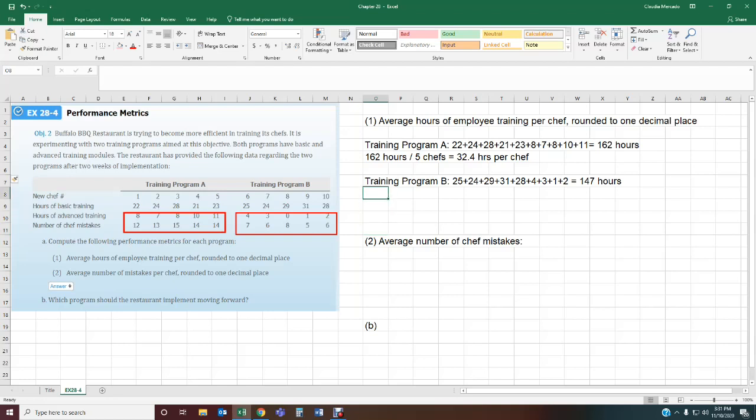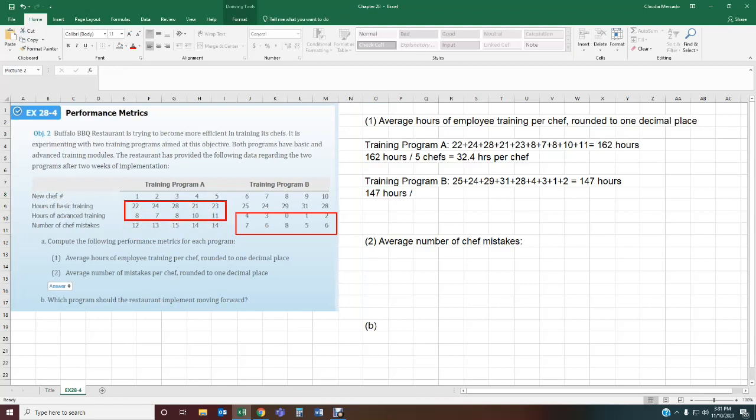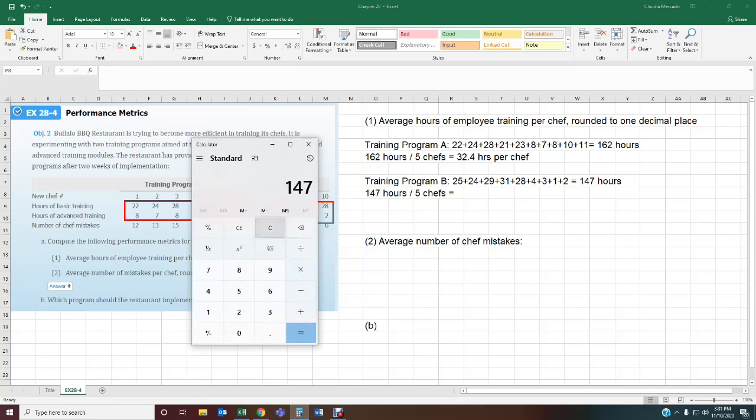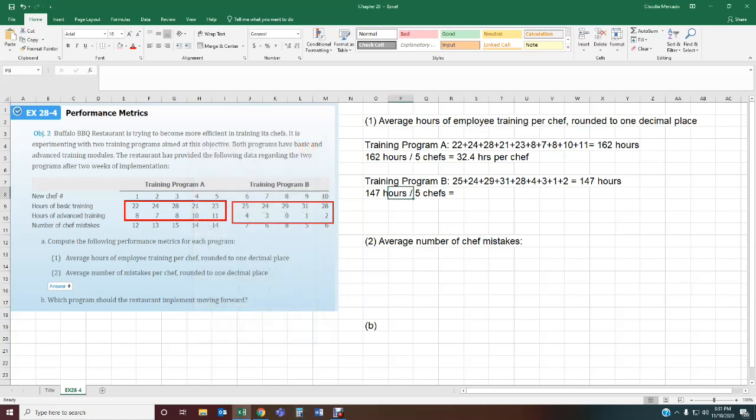Now, if we do the same thing for training program B, we have 147 hours, and we're going to divide by the 5 chefs that we have. We have 1, 2, 3, 4, 5 chefs for training program B. That'll be 147 divided by 5. That gives me 29.4 hours per chef.